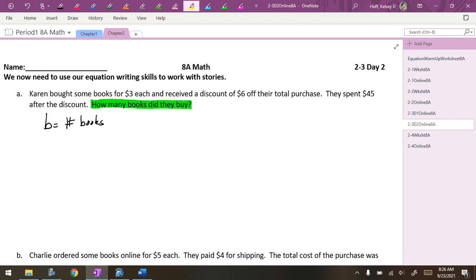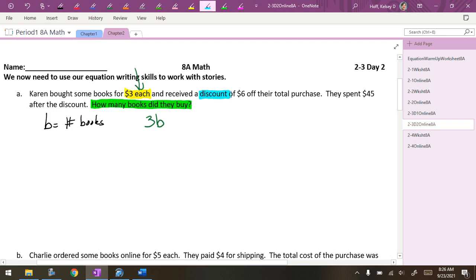Okay, so now we have to write an equation. Karen bought books for $3 each. The word each and the word per tell you multiply. So we're going to take $3 times every book. Do we know how many books we bought? No, but we said we're going to represent that with B.